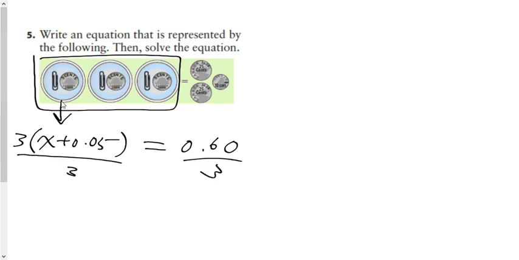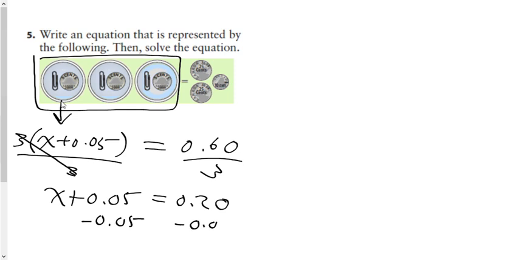Isolate by dividing both sides by 3, so instead of having 3 groups, you have 1 group is equal to 20 cents. Subtract a nickel from both sides. And the value of x, or the value of a paper clip, is 15 cents.